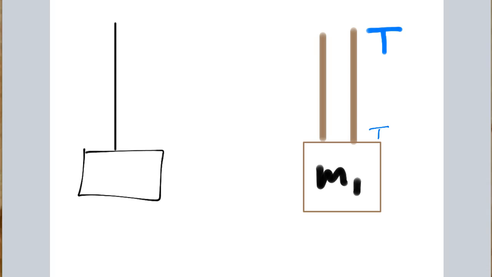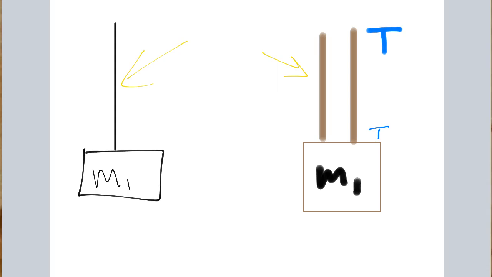We've talked about what happens if this is mass 1 right here. We have mass 1 right here, and we normally say this is a massless, frictionless rope, okay? But what if the ropes were not massless? On this side, we have a couple of ropes holding this up, and they have mass.